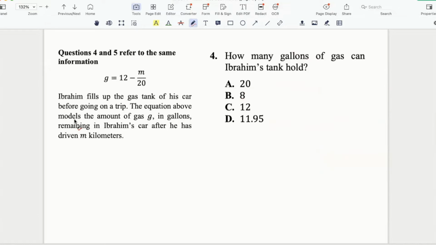Ibrahim fills up the gas tank of his car before going on a trip. The equation above models the amount of gas, G in gallons, remaining in Ibrahim's car after he has driven m kilometers. How many gallons of gas can Ibrahim's tank hold? So G is given as 12 minus m by 20. So after driving m kilometers, this part of gallons is used up, because it's 12 minus m by 20. So the amount that he started with, the amount of gas that his tank can hold, is 12.